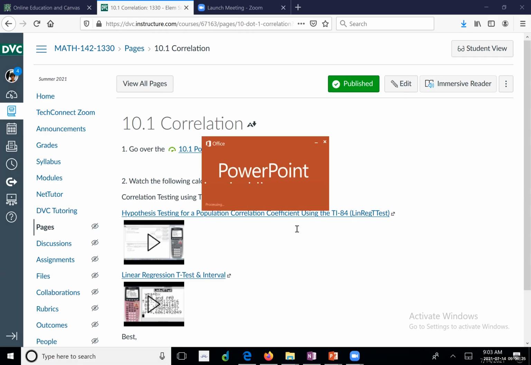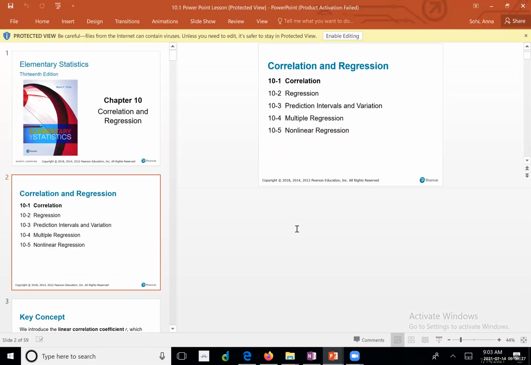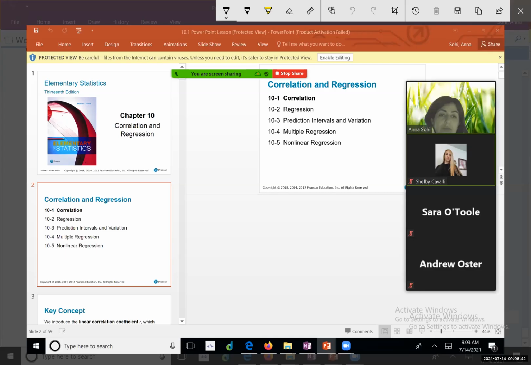So I'll go briefly over the PowerPoint, and then we'll do problems together. Okay. The 2 things that we're going to work on will be correlation and regression. So these are the 2 main things that we are doing today.